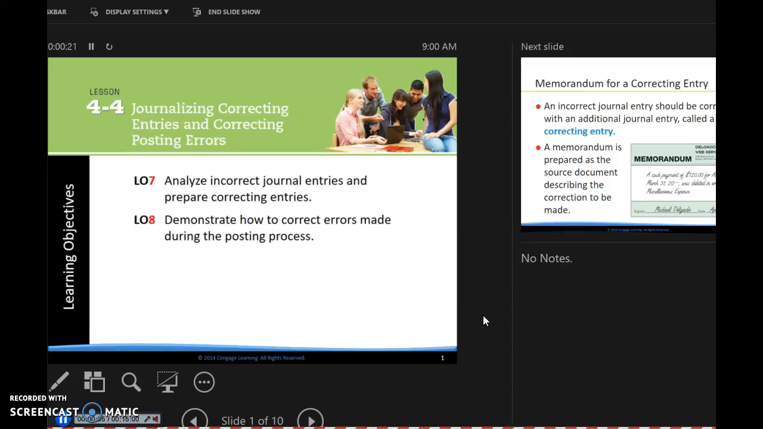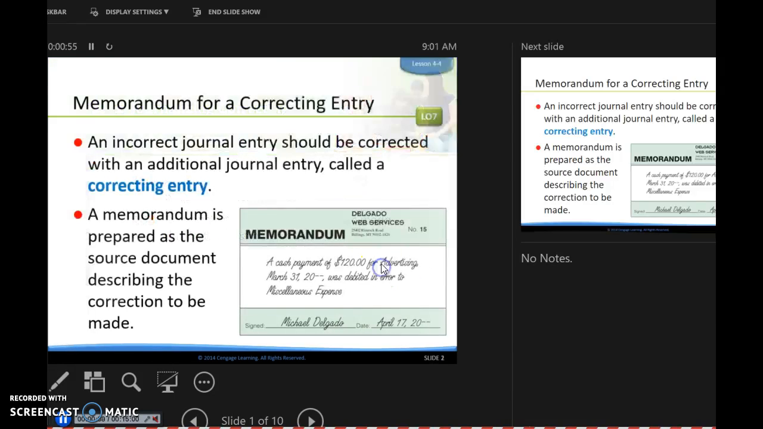All right, so we spent the last couple of lessons doing posting of all of the accounts and their totals. So now we're at the end of the journalizing page where we need to make correcting entries and correct posting errors. If we find errors after the month has already been done, then we have to have a way to fix it. So we're going to analyze incorrect journal entries, prepare correcting entries, and demonstrate how to correct errors made during the posting process.